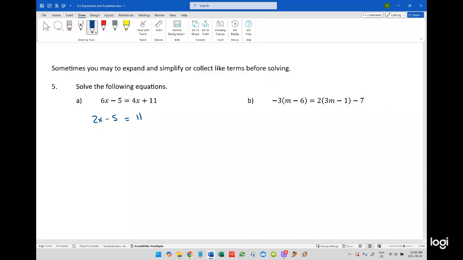Now I want to get rid of that minus 5, so I'm going to add 5 to both sides. And I want to get rid of the 2, so I'm going to divide both sides by 2. That's it.